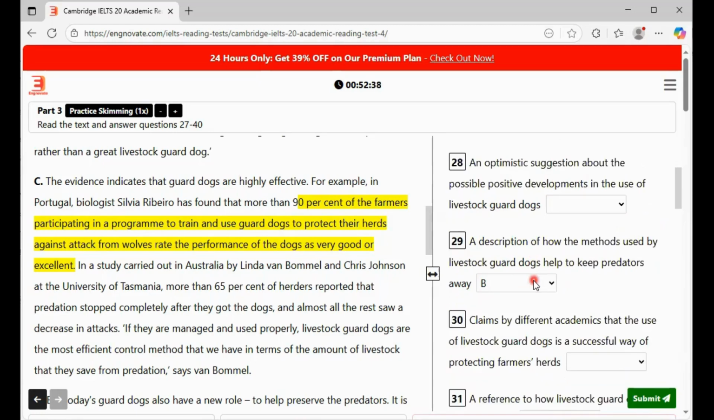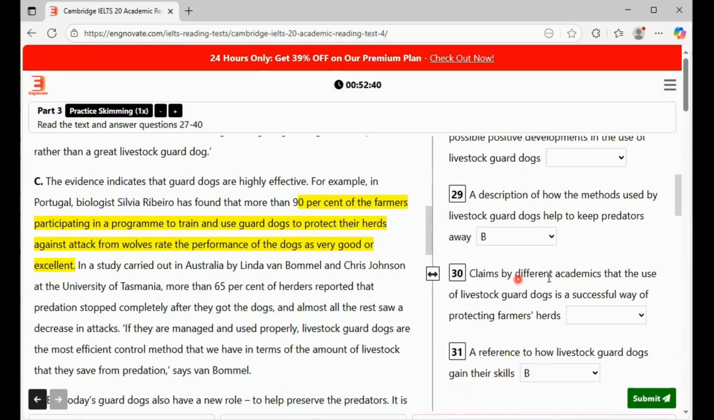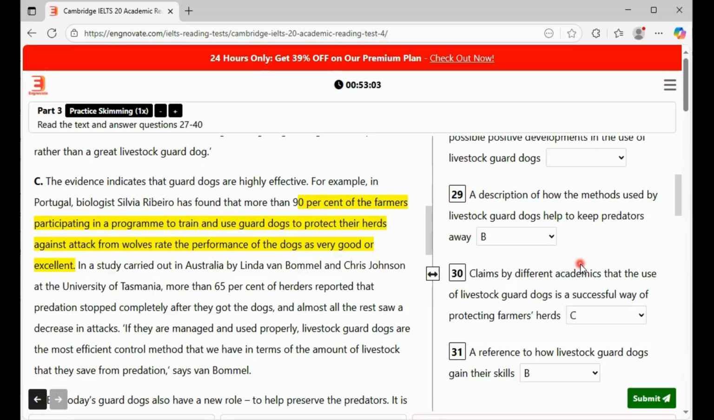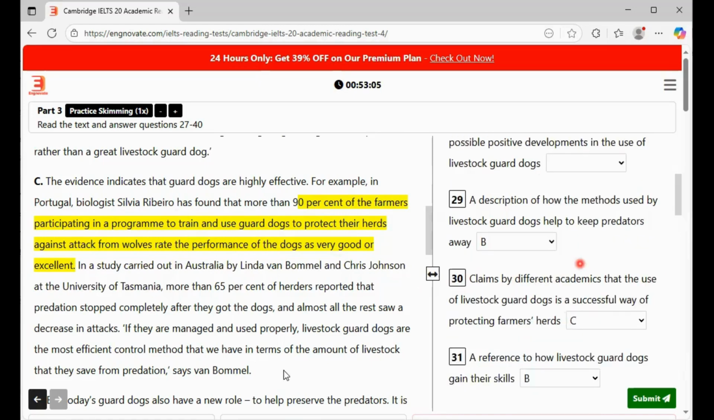I've done 29, 30. Claims by different academics. This is a study that the use of livestock dogs is a successful way. This number 30 is matched to paragraph C. These guys are academics in a study, University of Tasmania. Those are academics. Number 30 is going to be C. Can you see the way they are doing paraphrasing for us? It's going to be C.